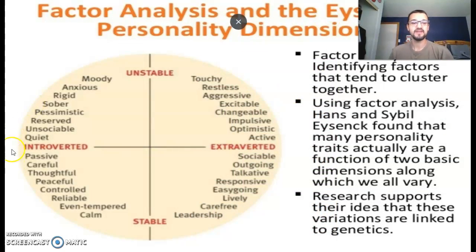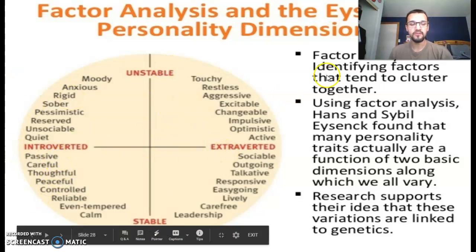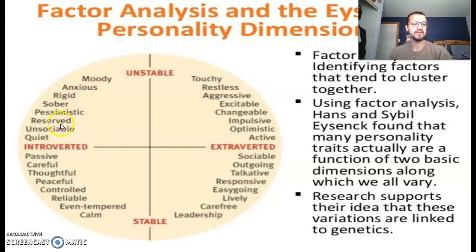Then here we have the Eysenck. So you can see it's only two factors, introverted or extroverted, and unstable or stable. And you can see these are all the different ways we could describe someone who falls in between these two. An extroverted and stable person could have leadership capability, they're carefree, easygoing, responsive, talkative, sociable. Whereas someone who's introverted and unstable, well, they would be anxious, rigid, pessimistic, reserved, unsociable. So it tried to use that factor analysis way to use these trait words to describe people.